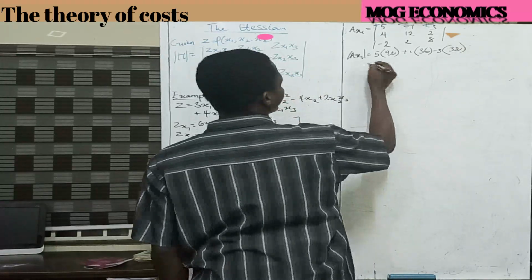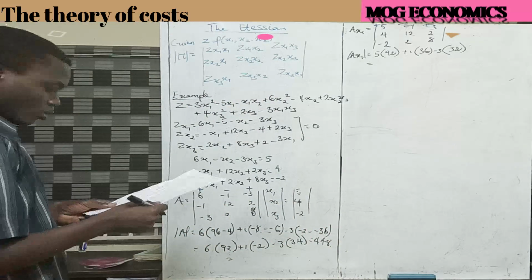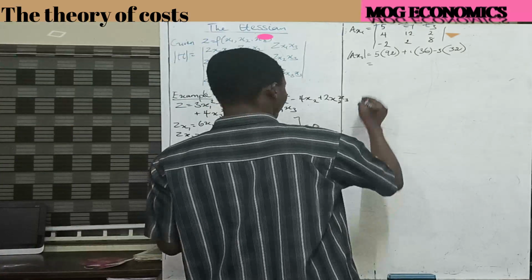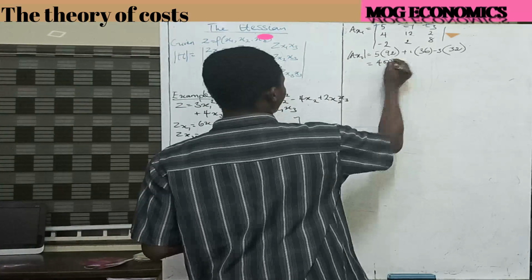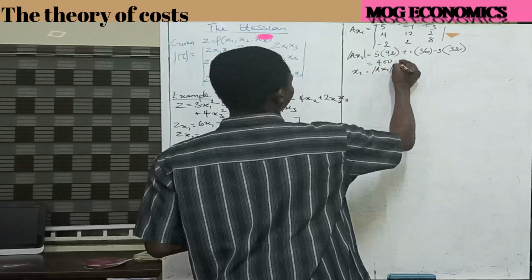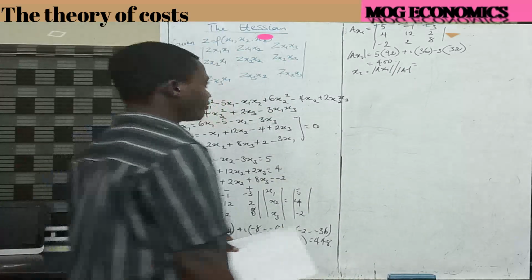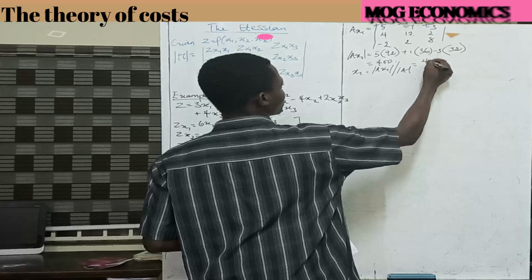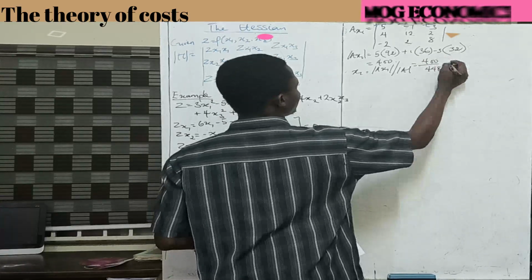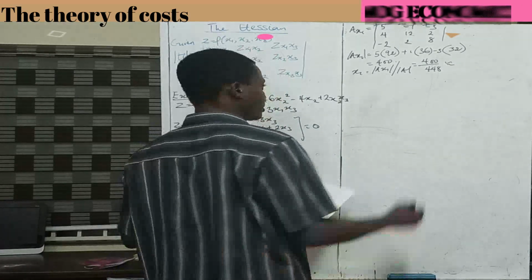All right, so the determinant of A_x1, let me verify: 5 times 92, plus 36, minus 3 times 32, equals 400. So x1 equals the determinant of A_x1 over the determinant of A, which is 400 divided by 448, so approximately 0.89.